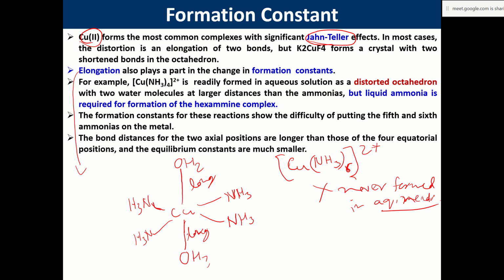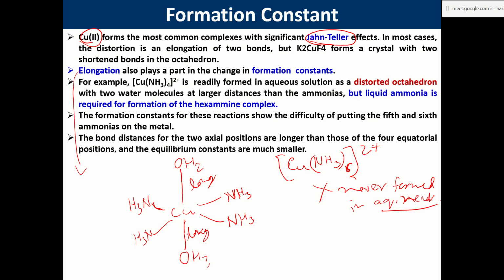In water. Only if you perform this experiment in liquid ammonia, the fifth and sixth water molecules will be replaced. So this is the effect of Jahn-Teller, the Jahn-Teller effect, which is seen in this formation constant also. The fifth bond is going to be weaker. Fifth and sixth are long bonds.